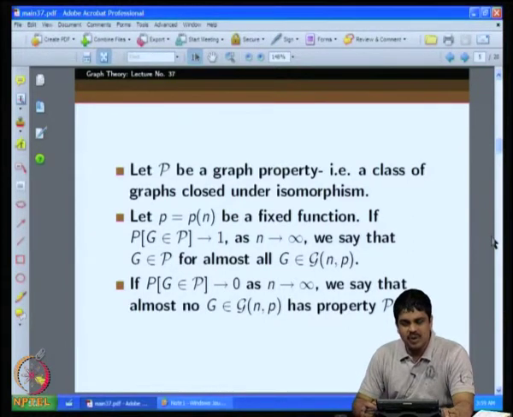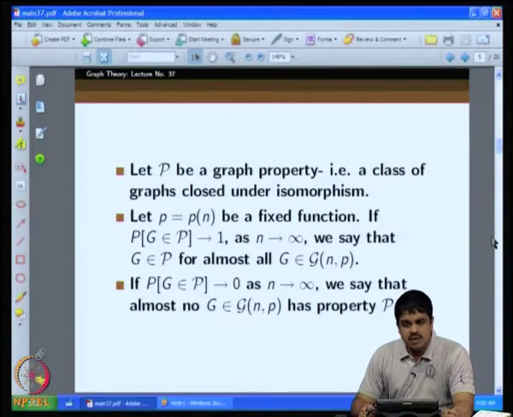So, any usual property that we are considering, for instance, the property of being connected, you can see as the set of graphs which are connected, right. If a graph is connected, all graphs which are isomorphic to it are also connected, right. So, that is what a graph property is. We can say that a graph property is just a class of graphs closed under isomorphism.